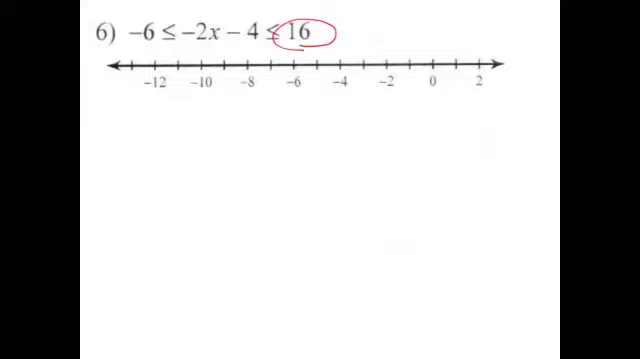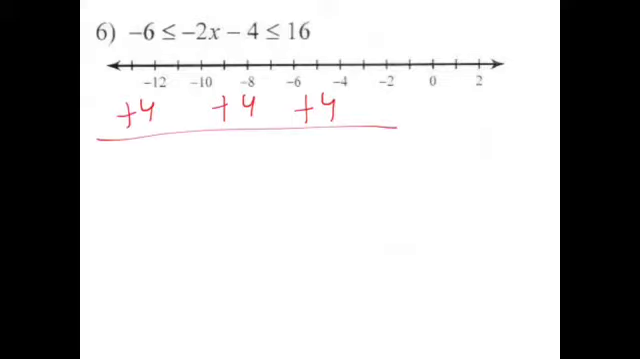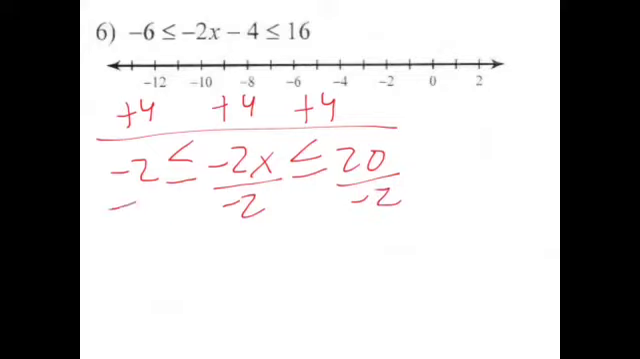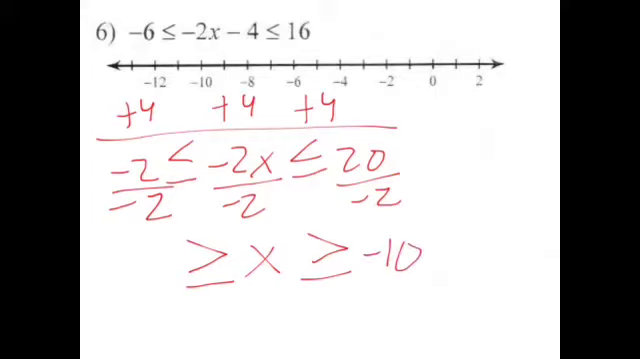Again, we have this situation, constants on the side, and then our expression with the variable in the middle. So we can add 4 to the inside and the outsides to solve both the inequalities at once. Negative 6 plus 4 is negative 2, less than or equal to negative 2x, less than or equal to 20. You can now divide by negative 2 everywhere. And remember, when you divide by a negative, you need to change the direction of your inequalities. X will be in the middle, right side will be negative 10, and the left side is going to be 1. So here's my answer.